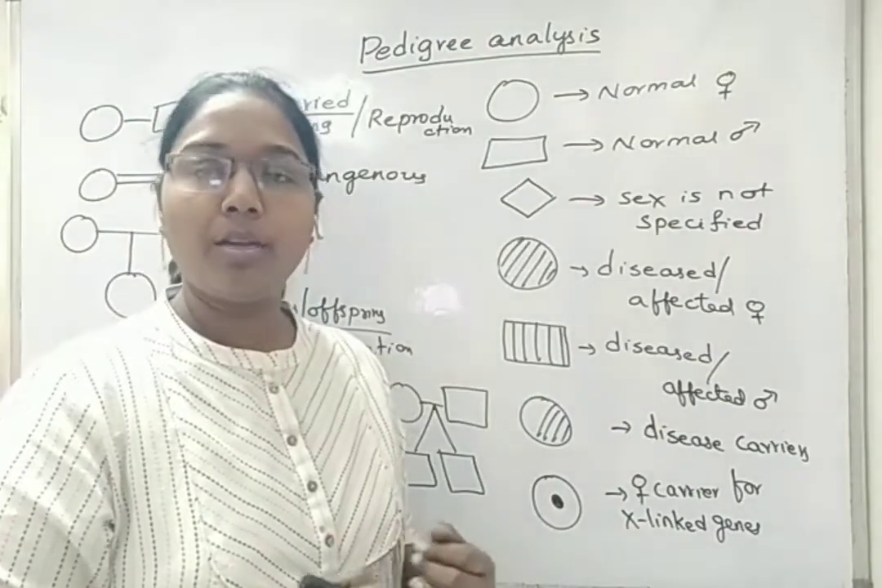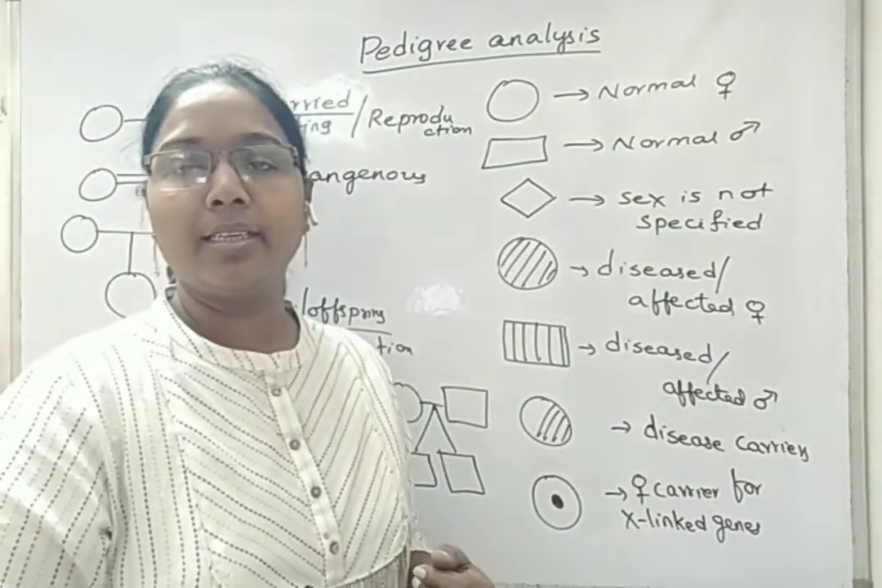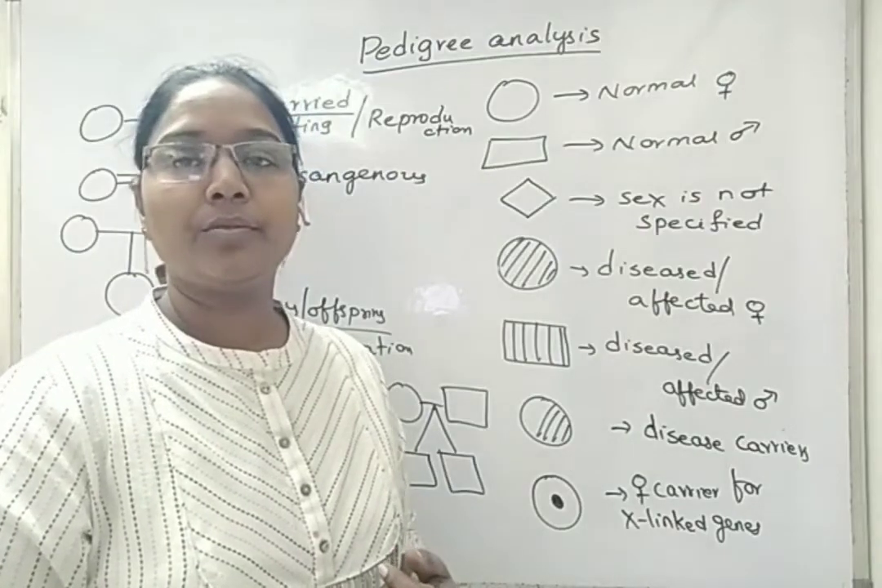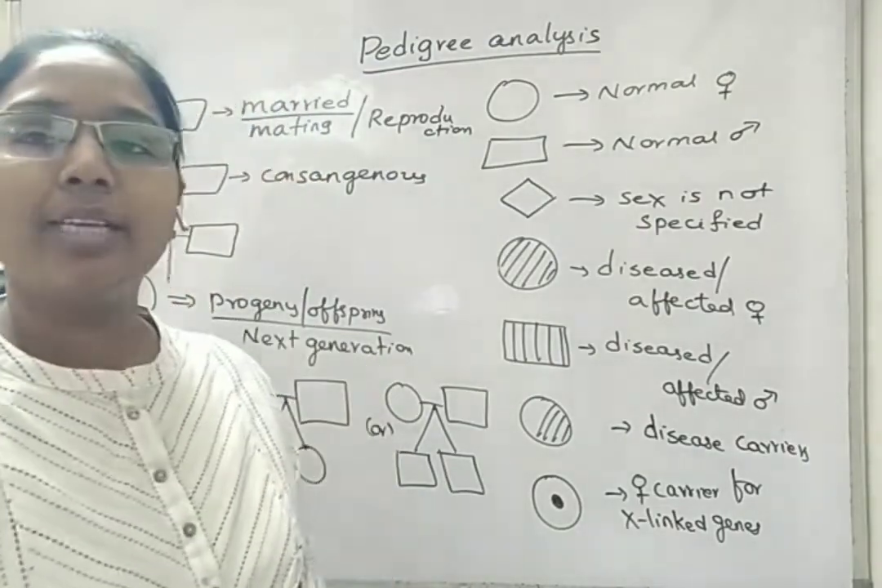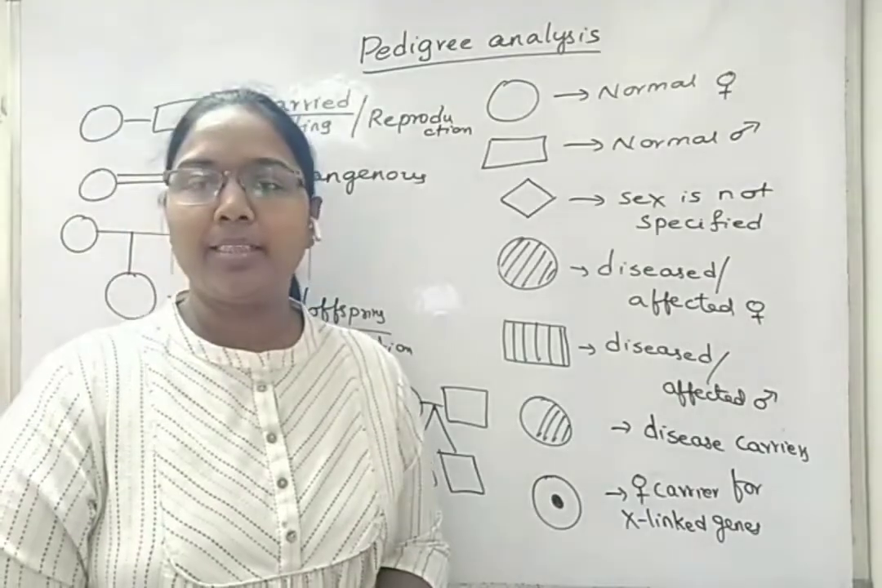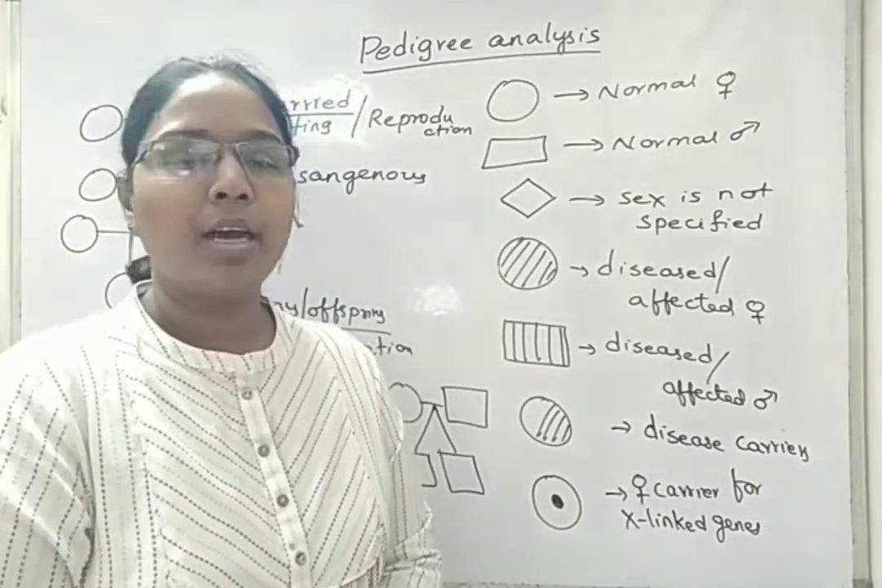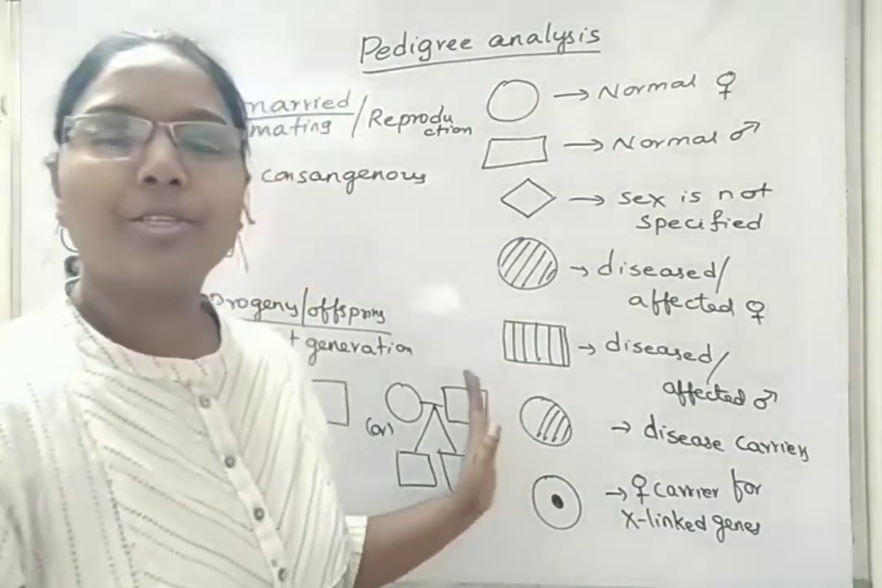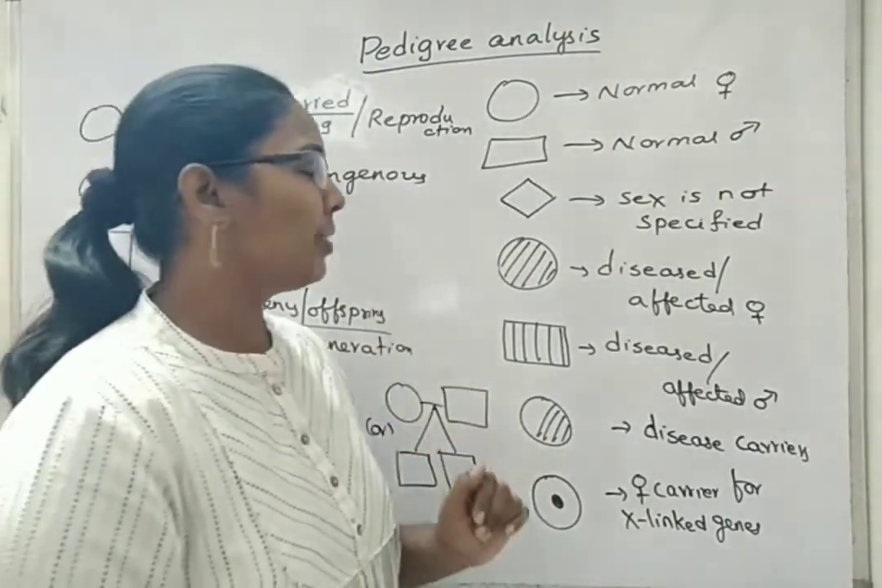Are they autosomal or sex-linked disorders? Which chromosomes are majorly responsible for inheritance of those disorders? Then we can easily frame the pedigree chart and analyze how the disorders are getting transmitted. To draw that chart, first of all, we should know some of the diagrammatic representations.